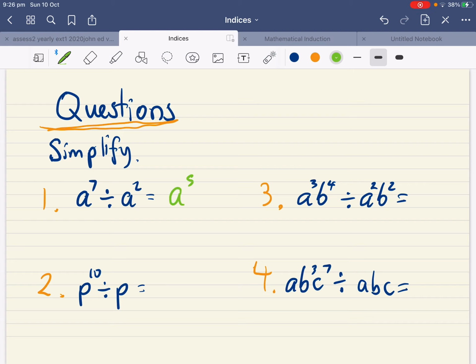This one here, you should have had an a to the 1, or just a, and a b squared for the second part. And this one here, the a's cancel each other perfectly. Again, if you had an a to the 0, that is correct. Still give yourself a tick, but you didn't need to have a's at all. You should have ended up with a b to the 2 and a c to the 6.